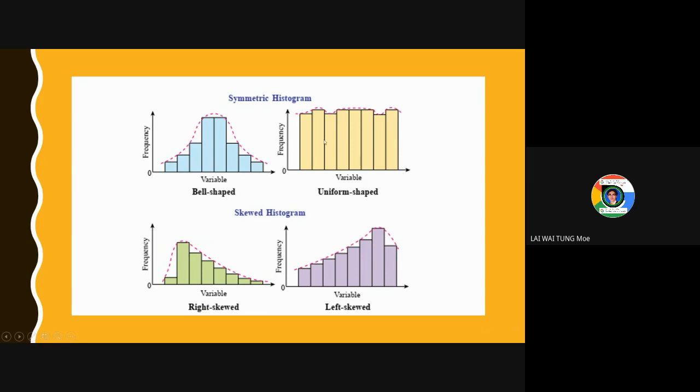Whereas this one is a uniform shape. Although it's not really uniform, it can be considered uniform because you can see some kind of straight line here. So this is called uniform. And then this one is a right skew, and this one is a left skew.